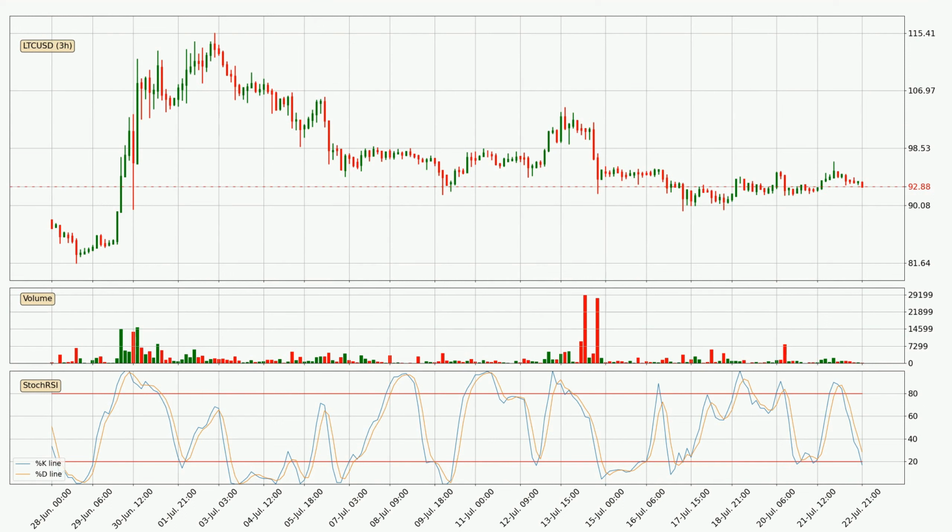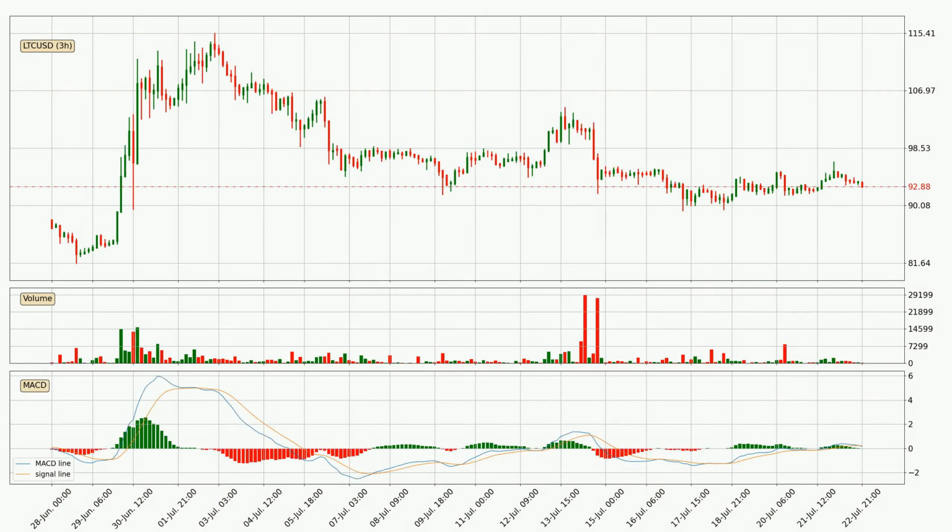Looking at the 3-hourly stochastic RSI, there are no signs of the stochastic RSI being oversold or overbought at this time, but the %K line is below the %D line, which means the current trend is on the downside. Looking at the 3-hourly MACD, the MACD line is below the signal line, which shows that the current trend is on the downside. The MACD histogram shows that the momentum is currently strong, and it could be expected the price to go further to the downside.